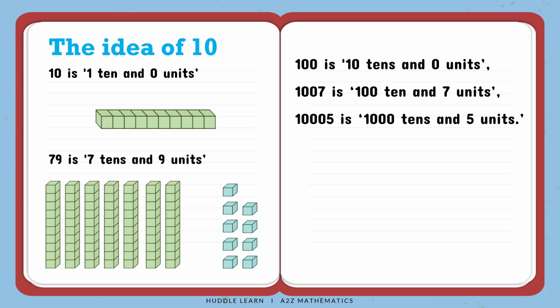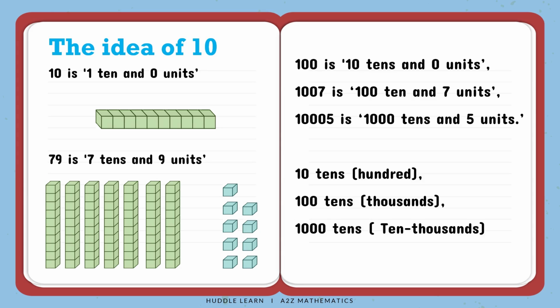We also have other names for 10 tens, which we also call 100, 100 tens, also known as thousands, and 1000 tens, known as 10,000s, and so on.